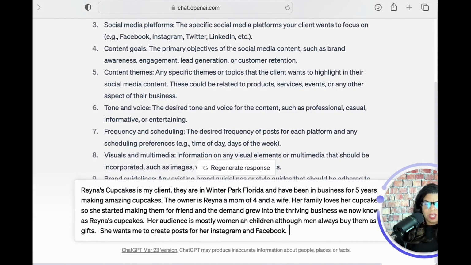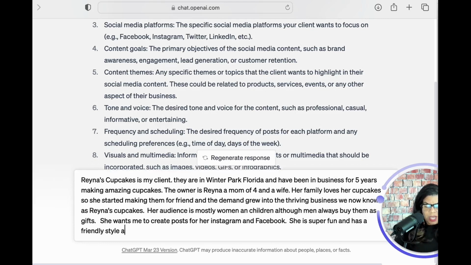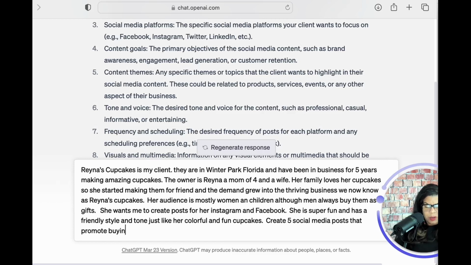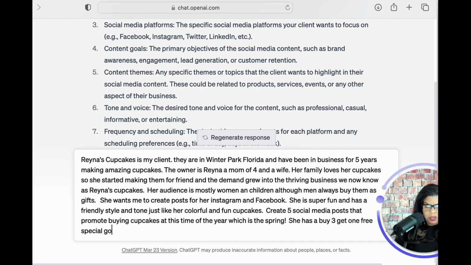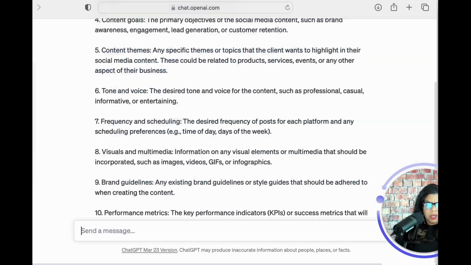Okay. She wants me to create posts for Instagram and Facebook. She is super fun and has a friendly style and tone, just like her colorful and fun cupcakes. So create 5 social media posts that promote buying cupcakes at this time of the year, which is the spring. She has a buy 3 get 1 free special going on right now as well. All right, let's just leave it with that.